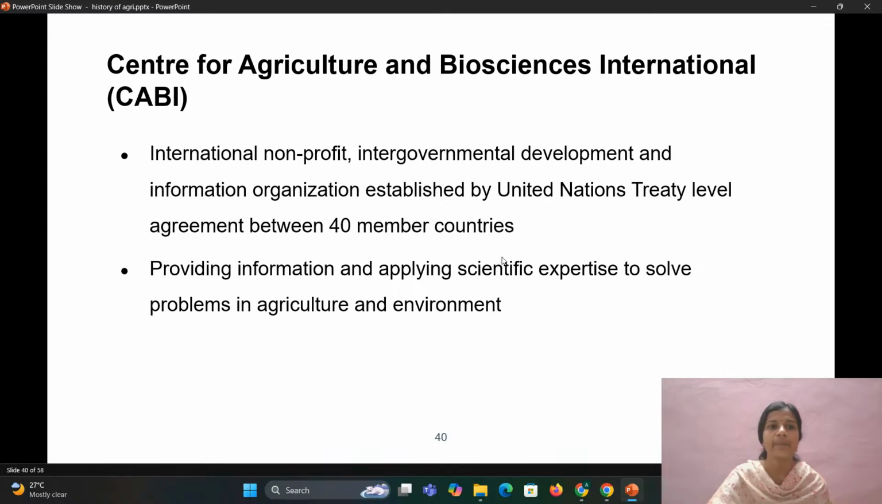Then CABI is the Centre for Agriculture and Biosciences International. It is an international non-profit intergovernmental development and information organization established by a United Nations treaty-level agreement between 40 member countries. Based on this treaty, this organization was established, and they provide information and scientific expertise to solve various problems related to agriculture as well as environment.